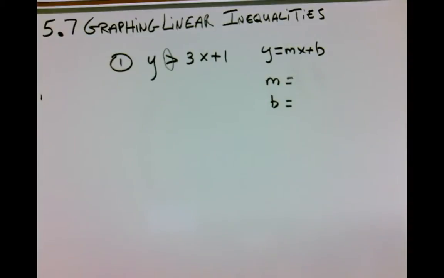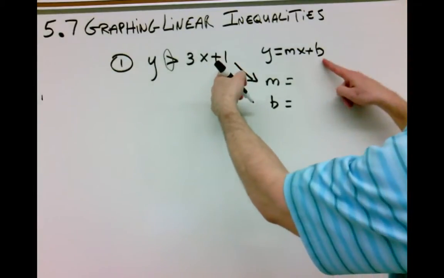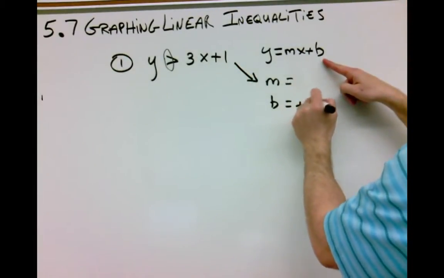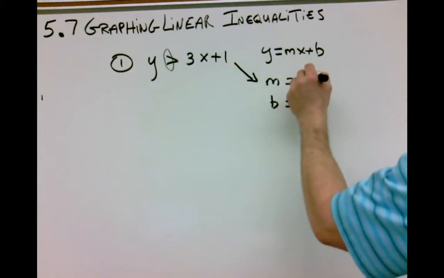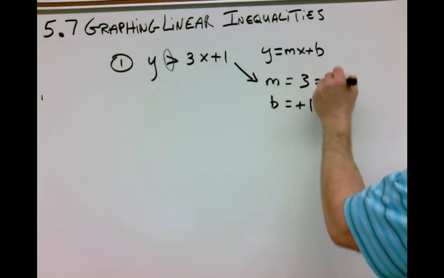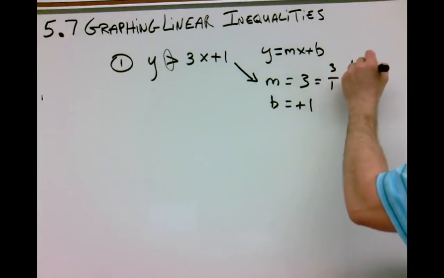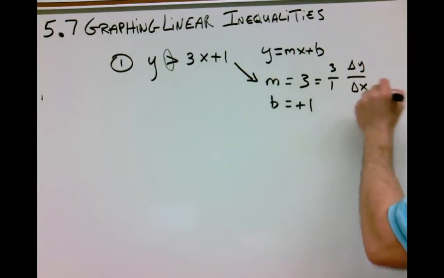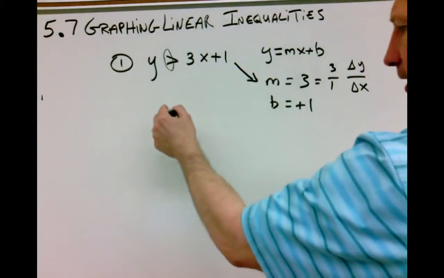So I look here and I say, what is my slope and what is my y-intercept? Well, over here, this is where my b value is placed. So my y-intercept is positive 1. My m is 3. So if my slope is 3, it really means 3 over 1. And that's going to be my change in y over my change in x. So now I'm ready to graph. I'm ready to make a graph.